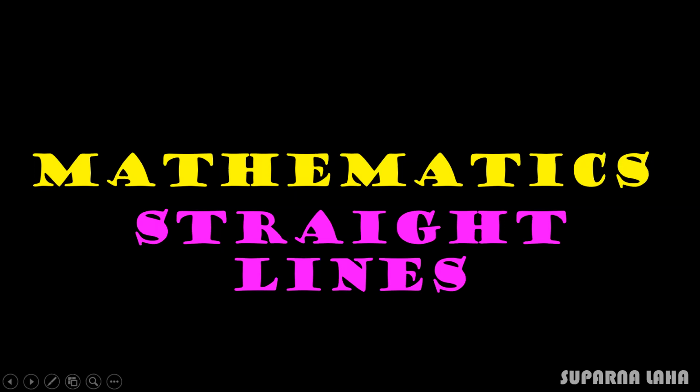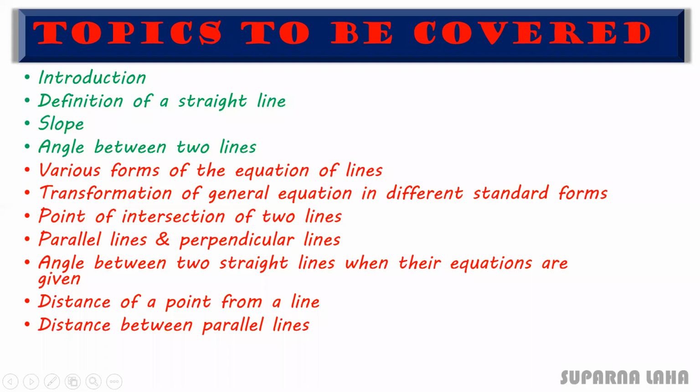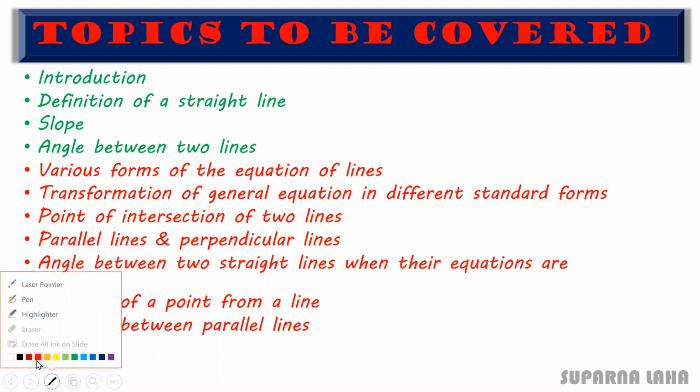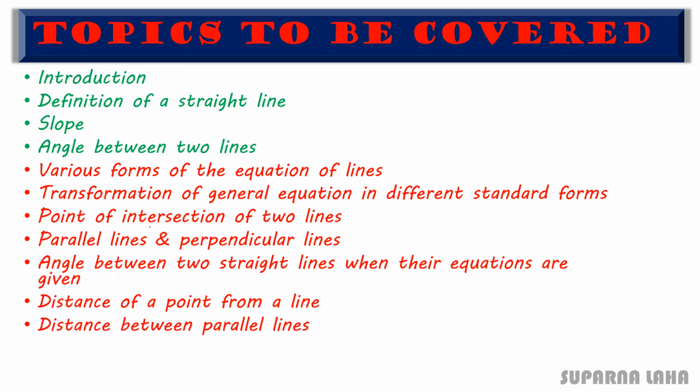We already started this chapter, straight line, and today we will talk about the straight line, its definition, its slope of the straight line, and angle between two lines when their slopes are given. And we will solve exercise 10.1, the first exercise from straight line.